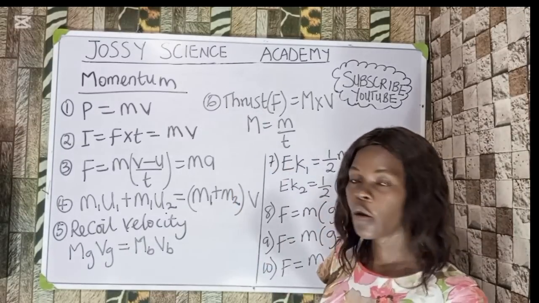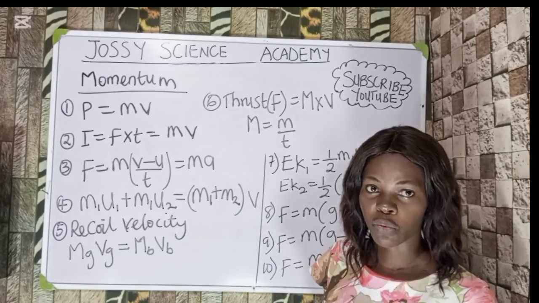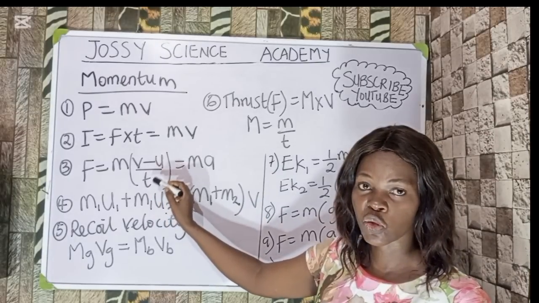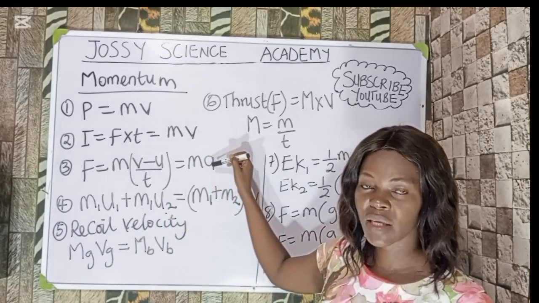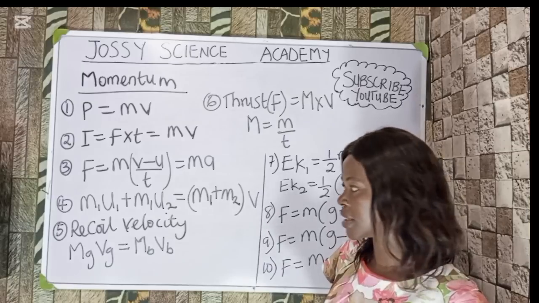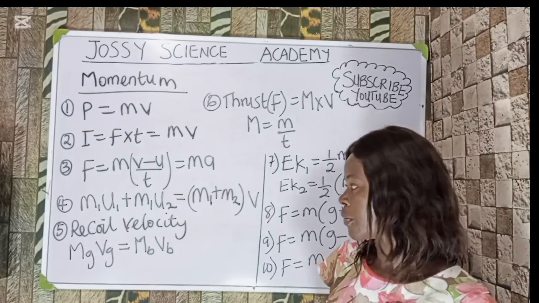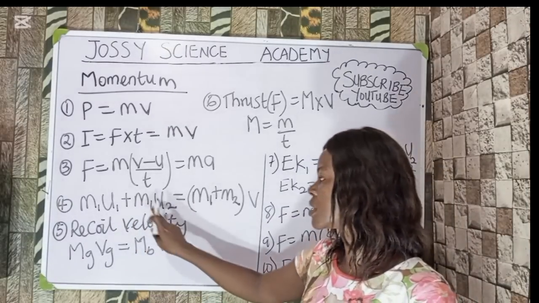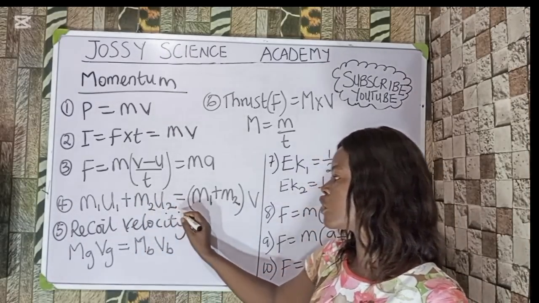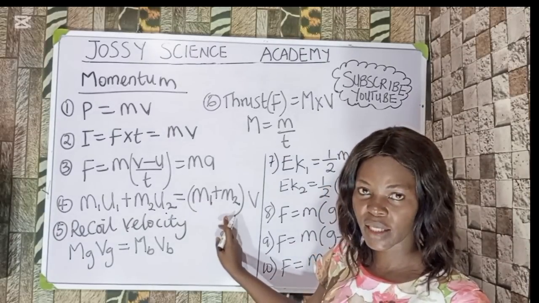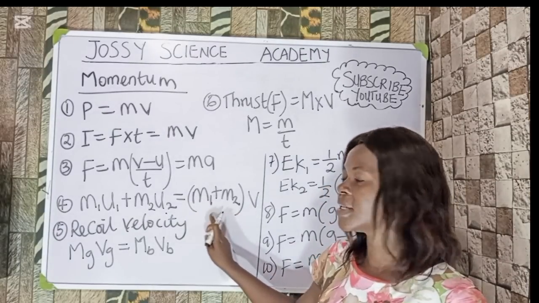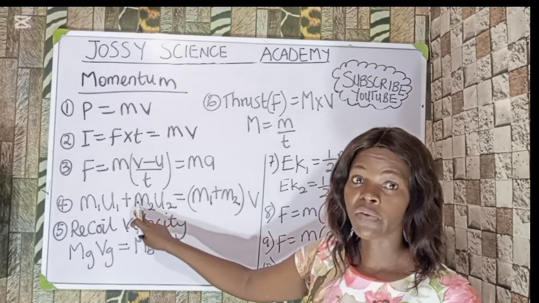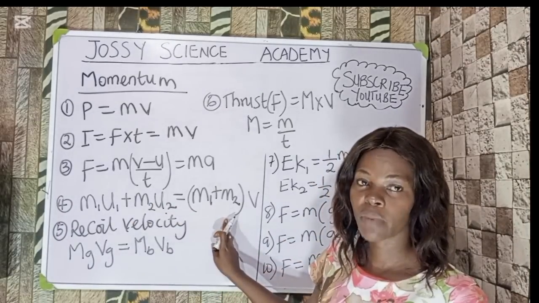Is that clear? Now coming to Newton's second law of motion, we derive an equation that F is equal to m bracket v minus u over t, which is still going to give me m a. Please don't forget that. And from the conservation of momentum, we have that m1 u1 plus m2 u2 is equal to m1 plus m2 bracket v. Now this conservation of momentum, this side is the total momentum before collision, while this is the total momentum after collision.